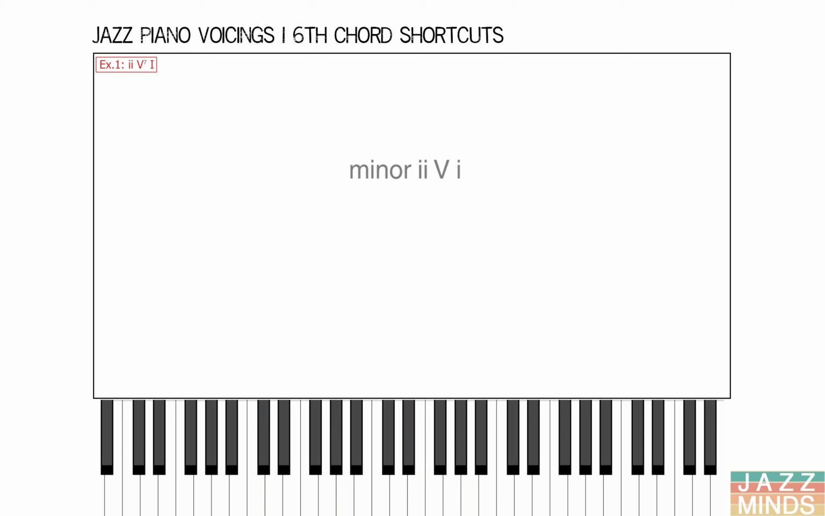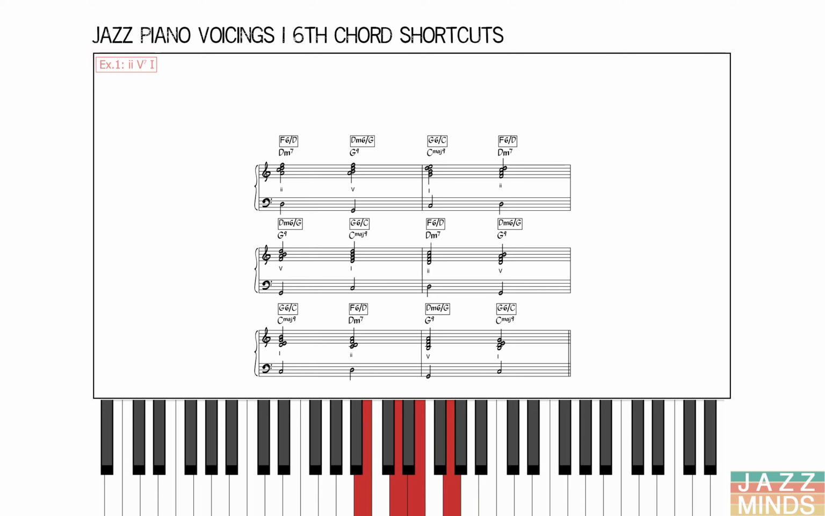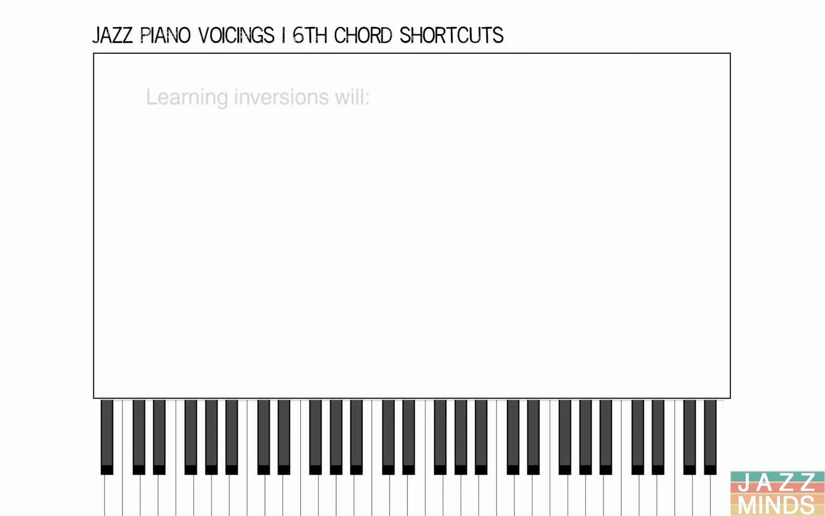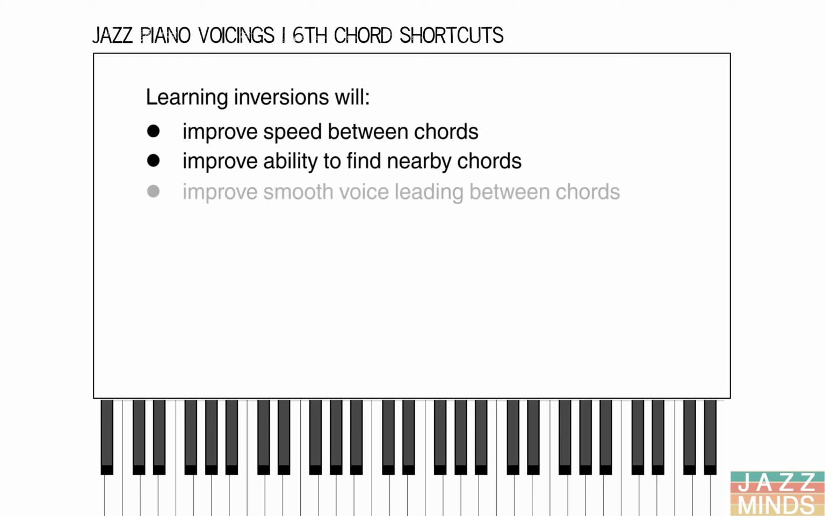It is important to play through each of the 2-5-1s in all inversions. By playing through each inversion, you can improve your speed in finding nearby chords. The ability to find nearby chords is important for piano players when playing through changes of any song to help create smooth chord movements.